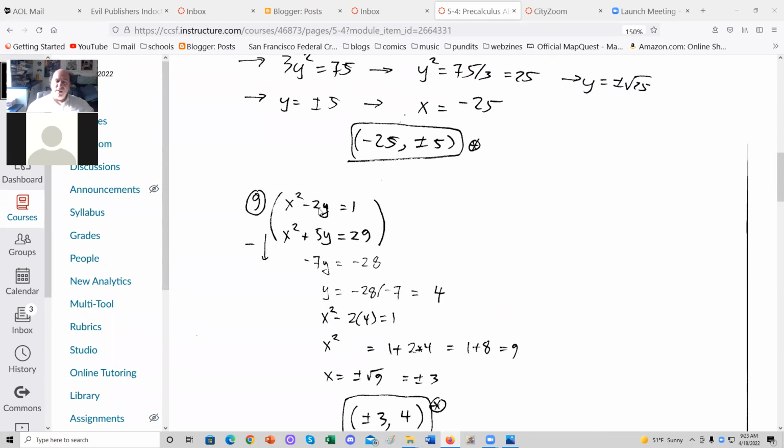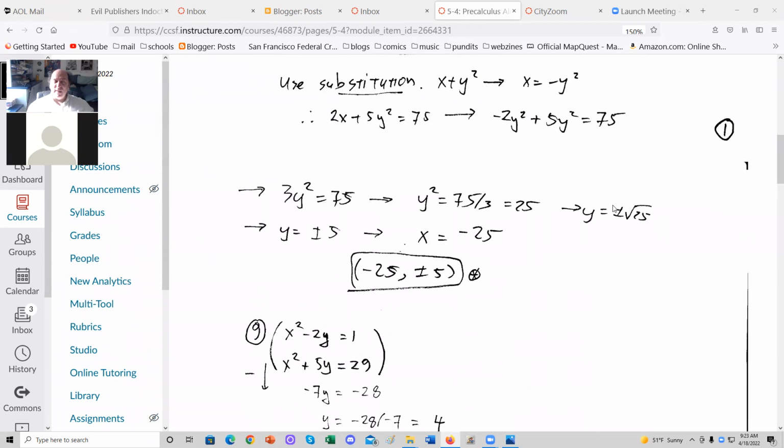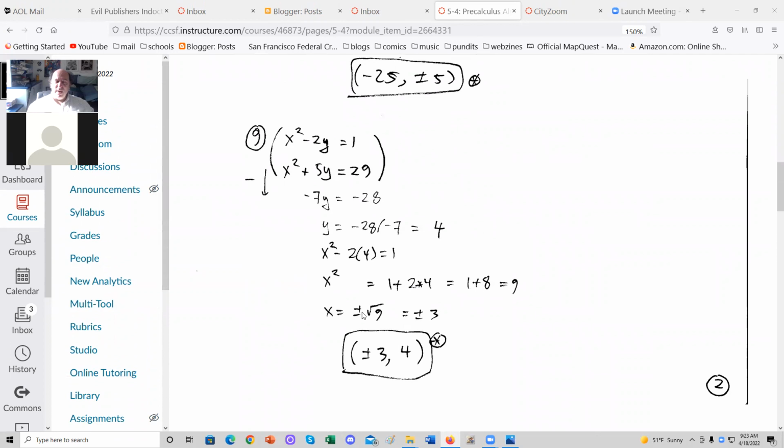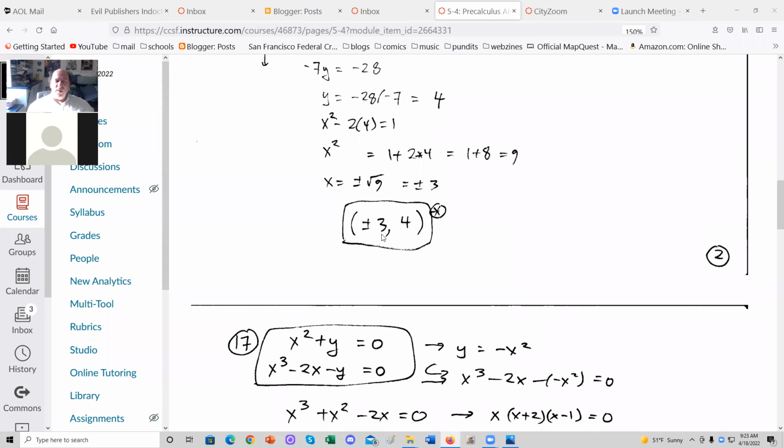Now here we have x squared minus 2y is 1, x squared plus 5y is 29. All right, so let's see. If we combine these by subtracting, so as to eliminate the x squareds, we're left with negative 7y equals negative 28. Divided by negative 7, we get y is 4. And substitute back into here, we get x squared minus twice 4 is 1. x squared is 1 plus twice 4, which is 1 plus 8, which is 9. So x is plus or minus root 9, that's plus or minus 3. So we have our two solutions, 3 by 4 and negative 3 by 4.